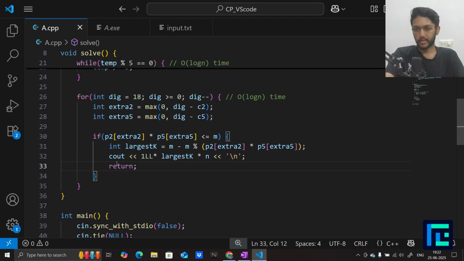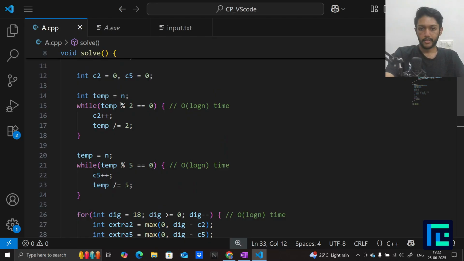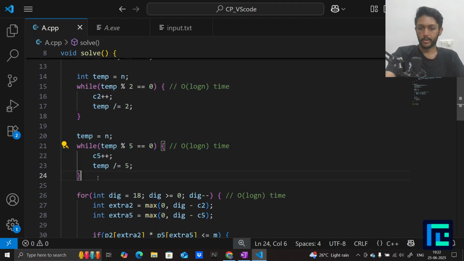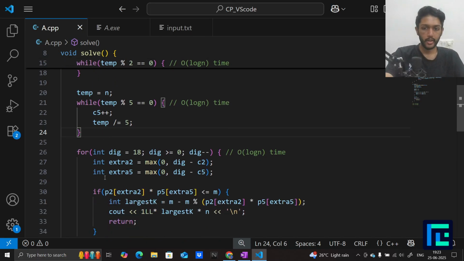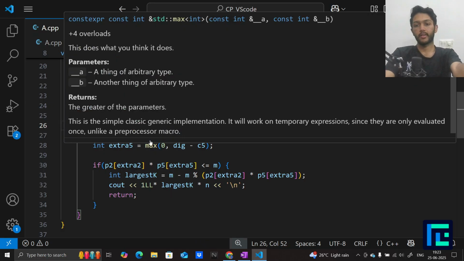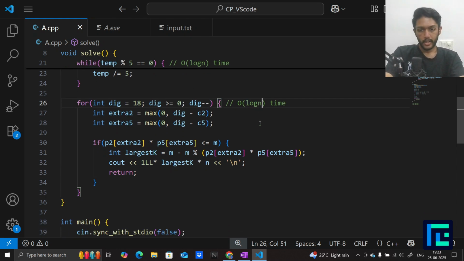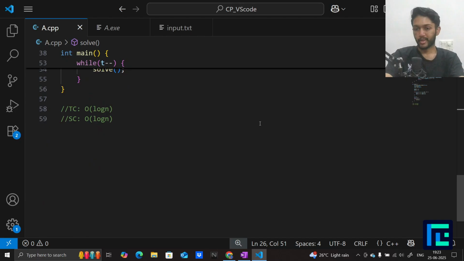So that's the entire solution, and it will take O of log n time because this is one loop counting the number of 2's, which is just O of log n, and the number of 5's is also O of log n, sorry. And this loop from 18 down to 0 is also O of log n, because it was 10 to the power 18 maximum, so we did 18. So basically it is log n. If it was 10 to the power n, then we would have taken n as the upper limit. So it is O of log n time complexity.